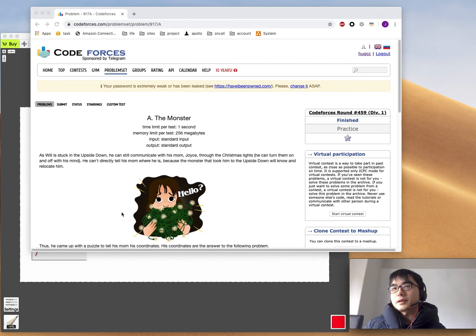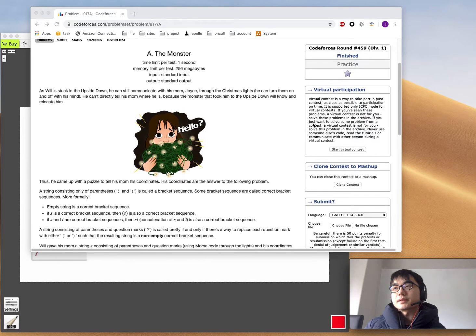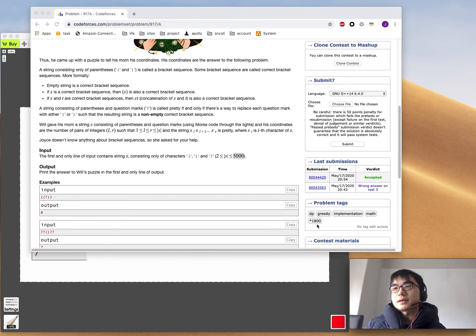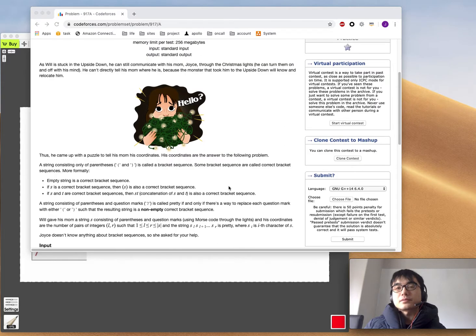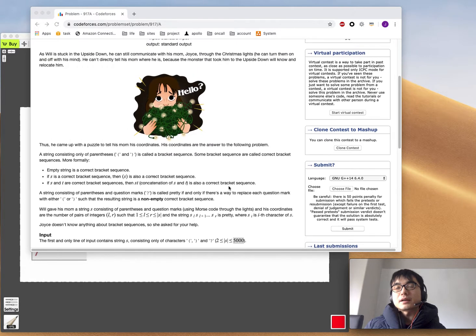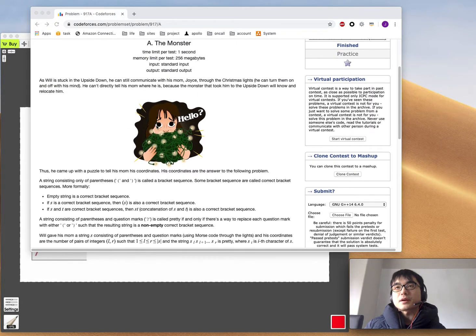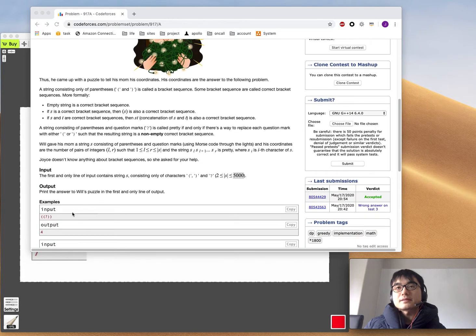Guys, today we are going to discuss this problem. It's the first problem in a Division 1 problem set, and its rating is 1800. So as always, we are going to introduce this problem by explaining the example here.